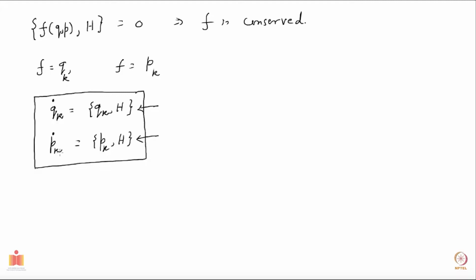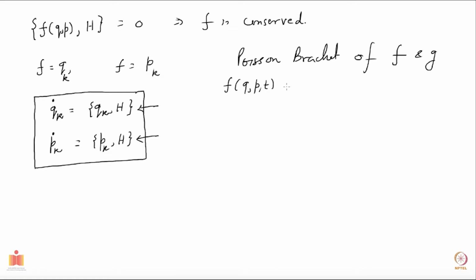Now what I'll do is I will take this definition of Poisson bracket of any function f with H and use it to define a more general quantity, not more general but just Poisson bracket of any two quantities f and g. So here is the definition: Poisson bracket of f and g. Okay, so you are given two functions f and g, where f is a function of q, p and t, all the coordinates and their conjugate momenta and possibly time, and the same for g.